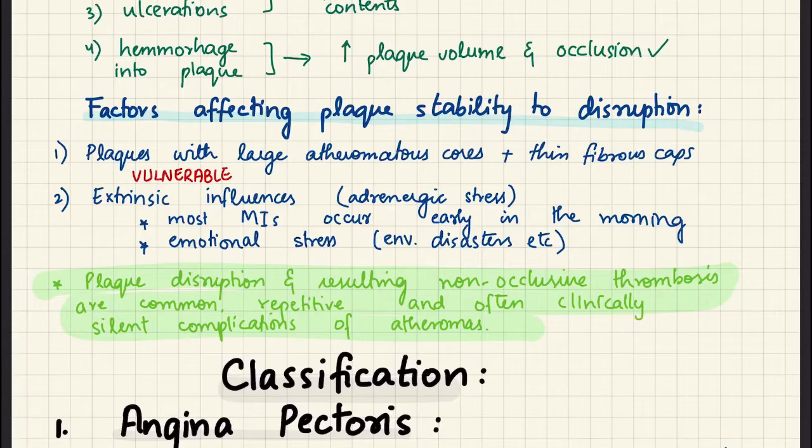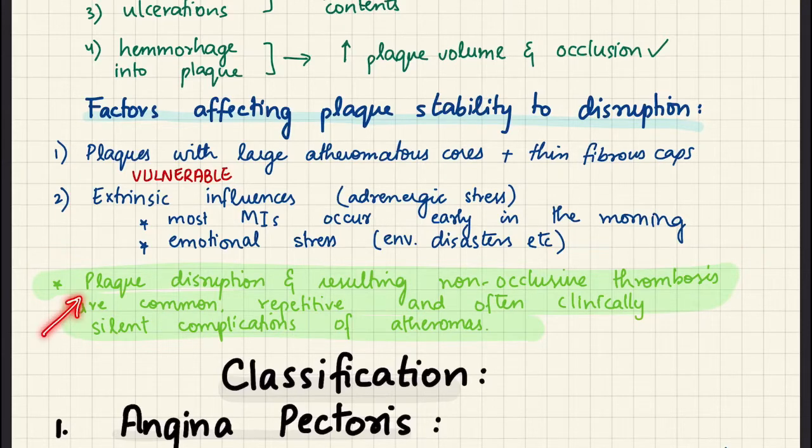The other factor that will affect plaque stability is extrinsic influences, that is adrenergic stress. So one thing to remember is that most MIs occur early in the morning, between 6 a.m. to 12. So that simply means that when we wake up, we have this adrenergic surge, and that is partly responsible for disrupting that plaque. And emotional stress due to environmental disasters, etc., is also a factor.